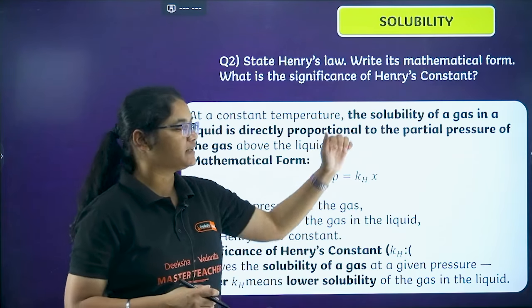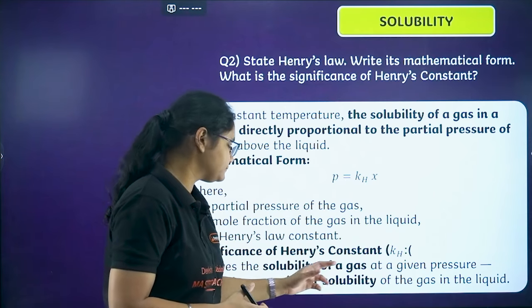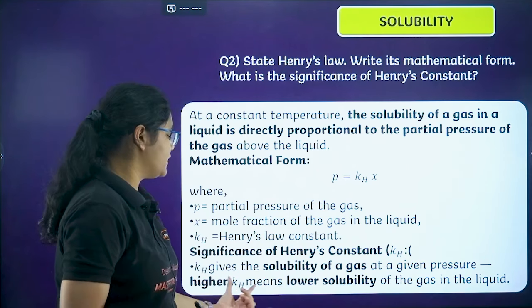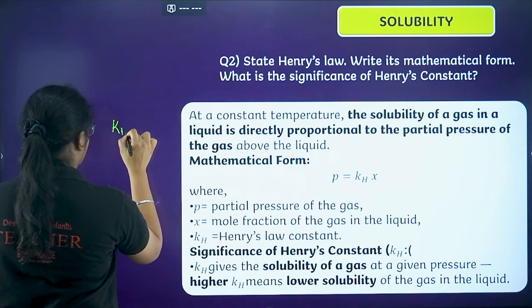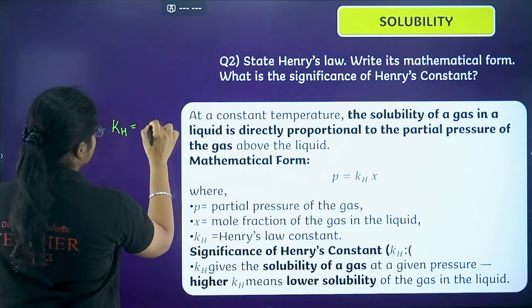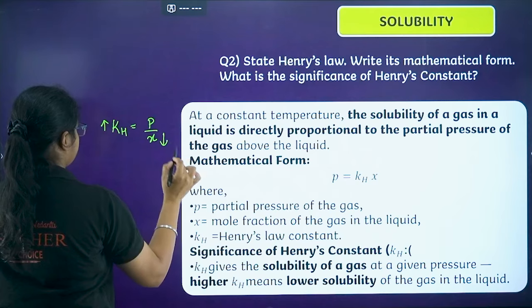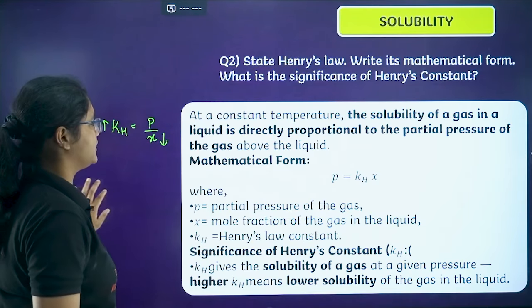Now what is the significance of KH? KH gives the solubility of the gas at a given pressure. So higher KH means lesser solubility. You can see here, I can write that KH is equal to P by X. So if I have a higher KH value, there will be a lesser X value, so solubility will be less. That is the significance.